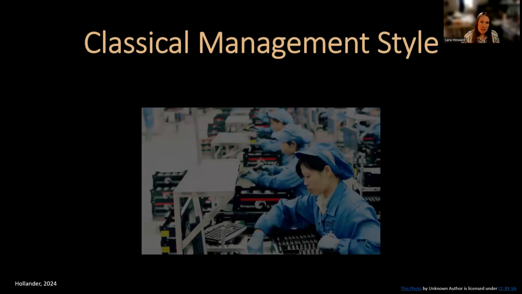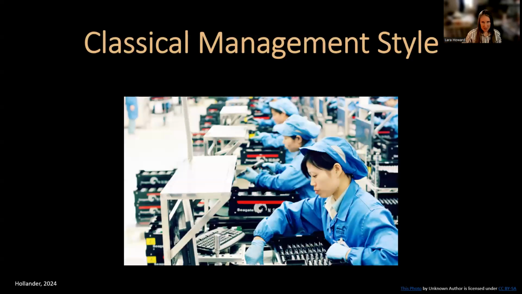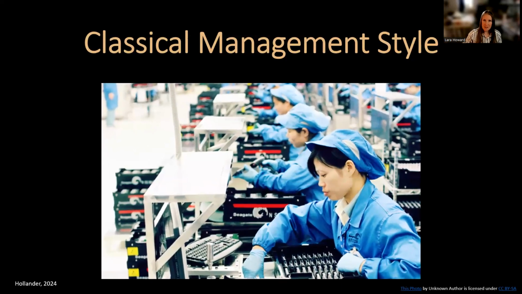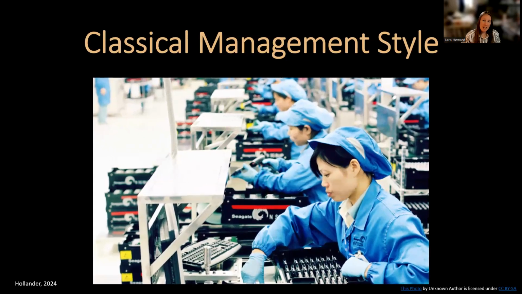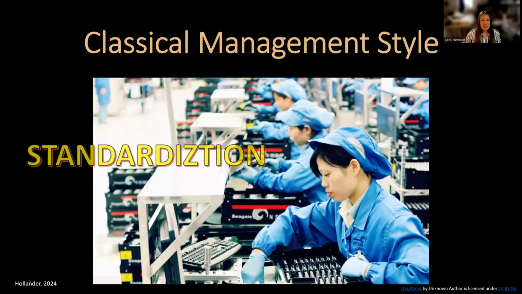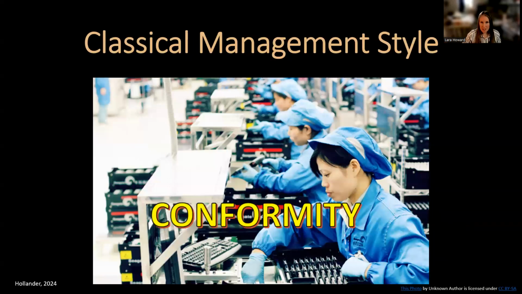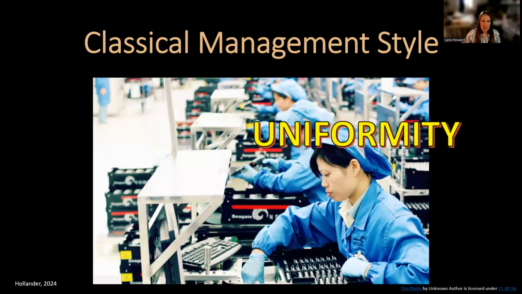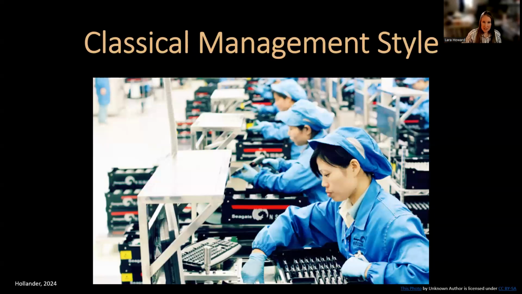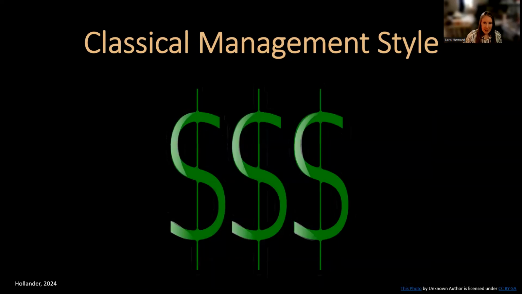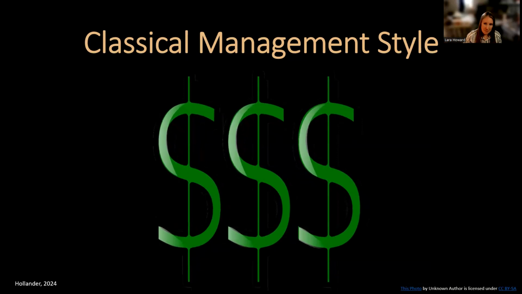In the early to mid 20th century, management techniques experienced a shift from the classical style, which had an emphasis on efficiency and productivity. These classical ideas included standardization, conformity, and uniformity. Incentives were used as a motivator to achieve one goal: to maximize profits through efficiency.